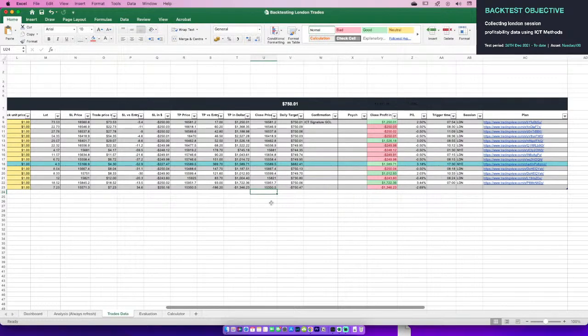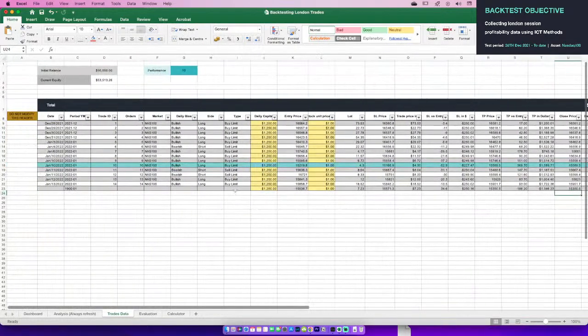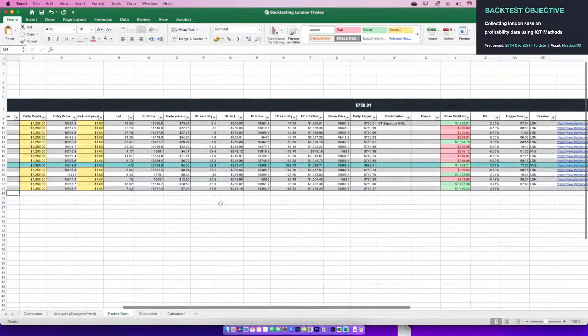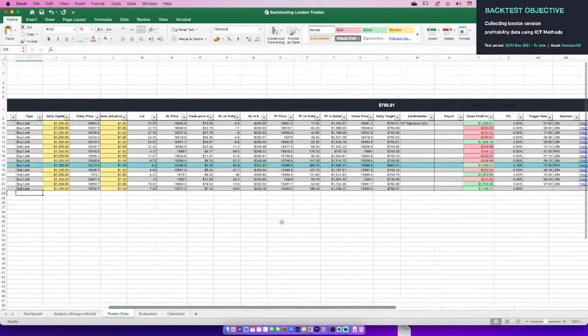Why does it say that? Because I forgot to put the sell limit. And I was short. That's the first time I make 2 profits in a row.